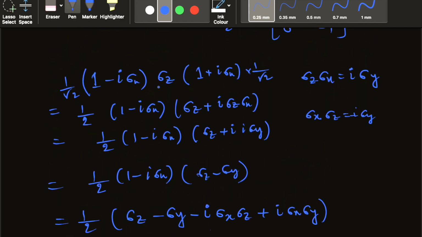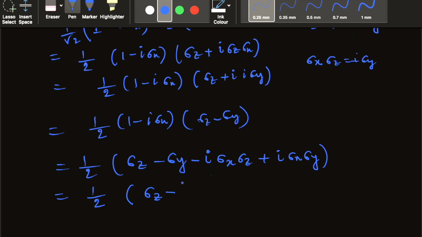So i sigma y, sigma z into sigma x will be i sigma y. So it is fine. So that means it will be sigma y minus i sigma x sigma z. Sigma x sigma z will be minus i, that means plus i square, that will be minus sigma y, sorry, that is minus sigma x, and this will be plus i into sigma x into sigma y.